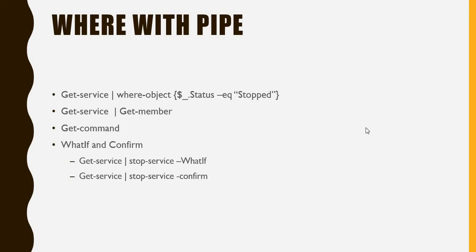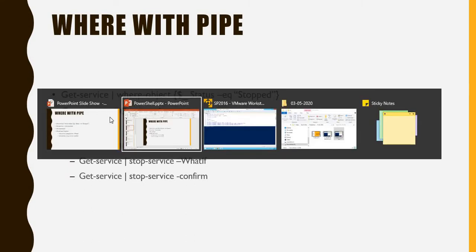Hi everyone. In the previous video, we saw how to use Get-Service and this pipe command, and where-object filter, how we can use. Let's explore this filter a little more in this video. So this is my VM.